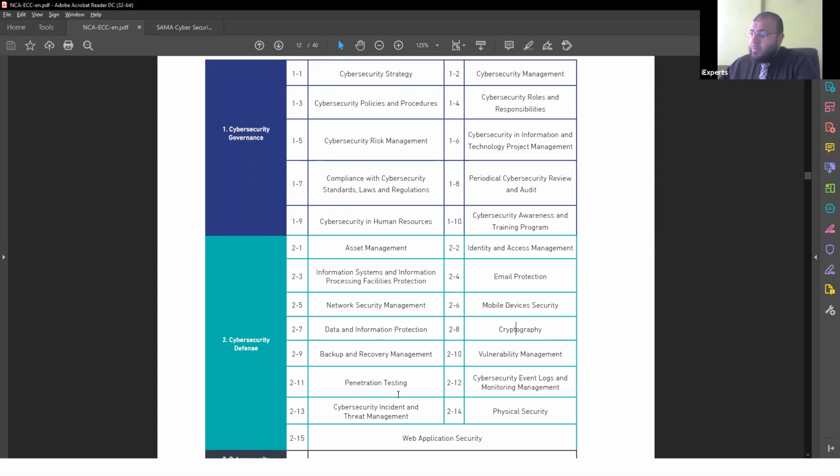So this is the cybersecurity defense here. Incident and threat management, physical security, web application security. Yes, very important for me.